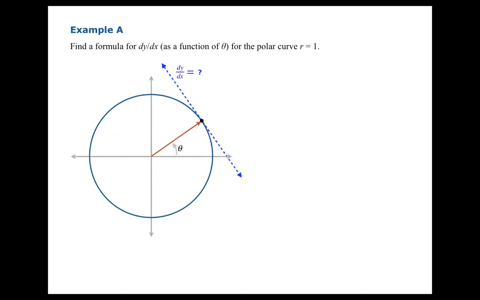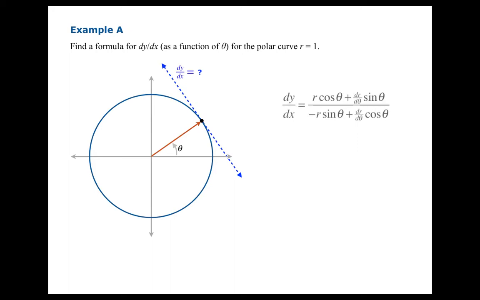So let's look at an example. We're going to start with an example where we already know the answer through basic geometry, so we can have something to check against. Find a formula for dy dx as a function of theta for the polar curve r equals 1. The polar curve r equals 1 is particularly simple. It's the unit circle.